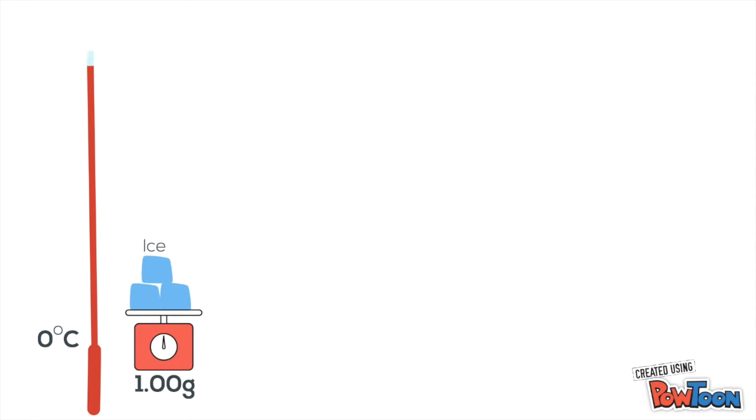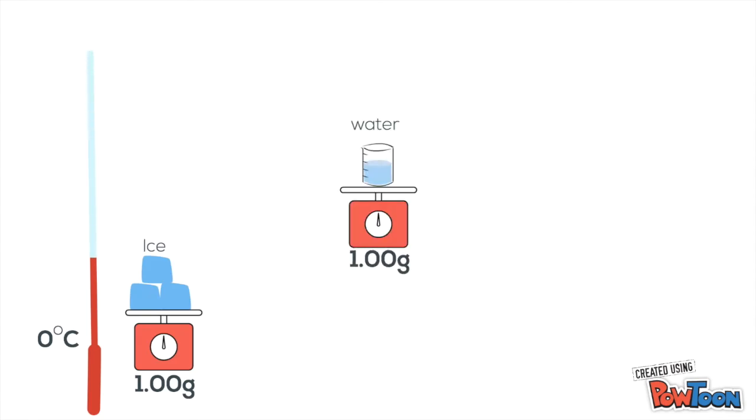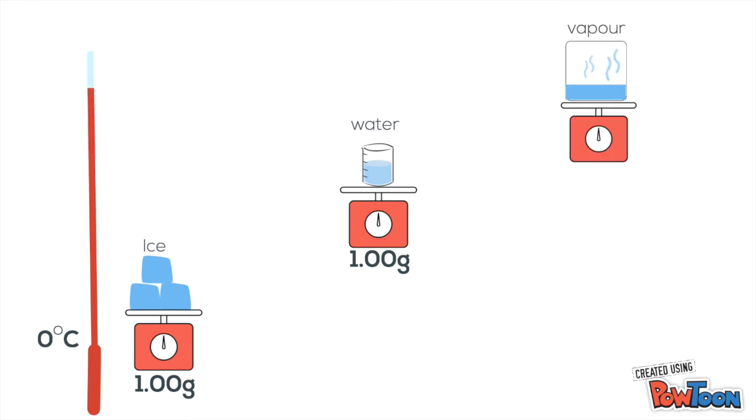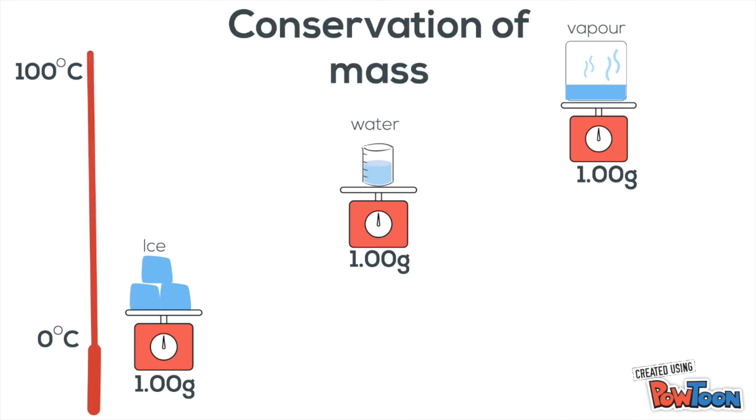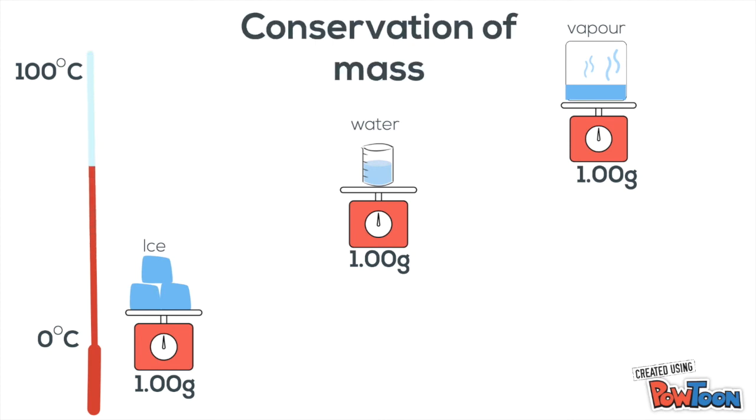Throughout a reaction, the mass is always kept constant. This is given a fancy term called conservation of mass. So let's see how this works. If we take some ice and melt it into water, the mass we started off with will be the same as the mass we have at the end. If we then heat up the water into a vapor, the mass of the vapor will also remain the same as that of the ice and water.